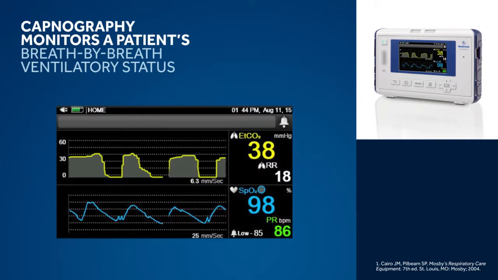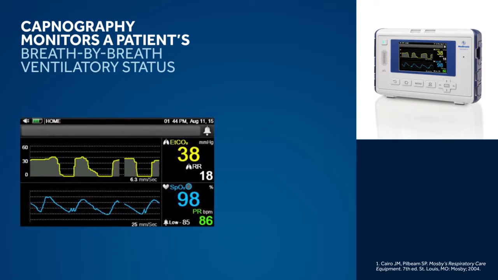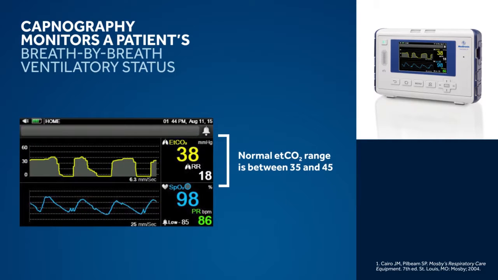Capnography monitors CO2 removal during breathing and provides a breath-by-breath assessment of the patient's ventilatory status. End-tidal carbon dioxide, or EtCO2, represents the measurement of the concentration of CO2 expressed as partial pressure in the mixed gas expired at the end of a normal breath. The normal range for EtCO2 is between 35 and 45 millimeters of mercury.